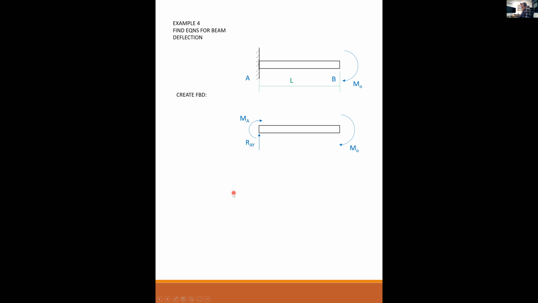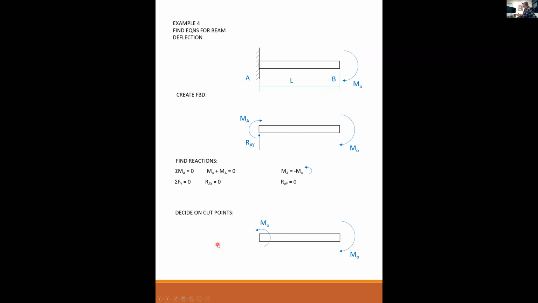All right, example number 4. This one's a little trickier. Now we have a cantilever beam, but instead of a uniform load, we have an end moment, an applied moment at the end. So we go through this in the same way: create a free body diagram to solve for our reactions. We sum our moments about A, and we find that my moment reaction at A is equal to the negative of the applied moment, M naught. And my vertical reaction is equal to 0. There are no vertical forces on here, so the vertical reaction has to be equal to 0.